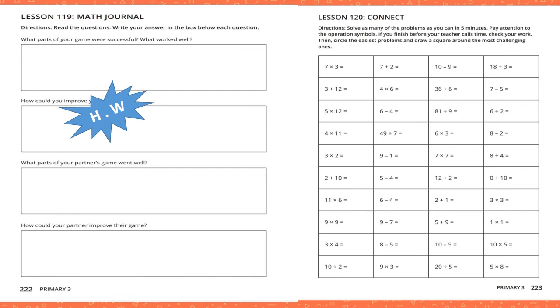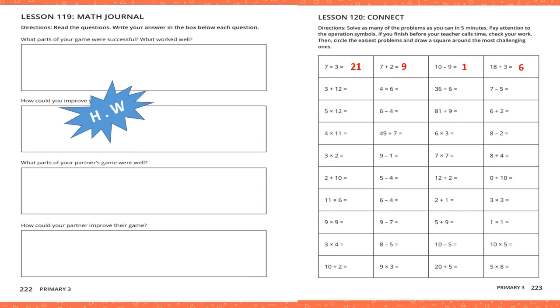Here 7 times 3 equals, I get it from table 3. So the answer will be 21. Example number 2: 7 plus 2 equals, let's count after 7: 8, 9. So the answer will be 9. 10 minus 1 equals 9. 18 divided by 3: 3 times what equals 18? I will get it from table 3: 3, 6, 9, 12, 15, 18. So the answer will be 6.